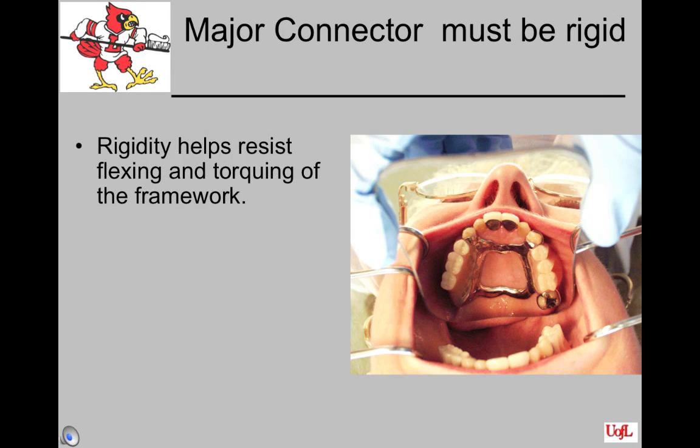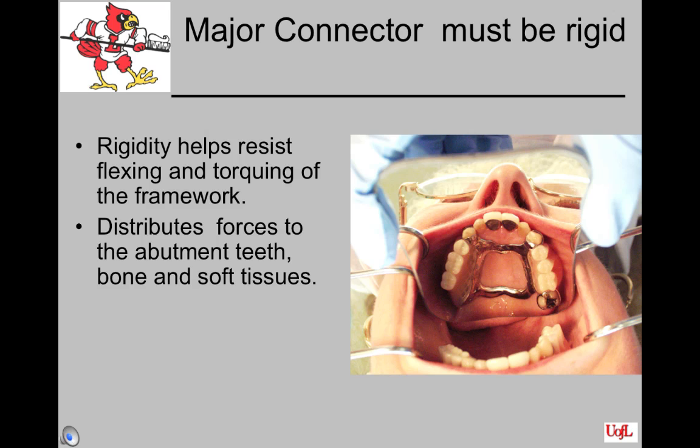The major connector must be rigid. Rigidity helps resist flexing and torquing of the framework. If it's not rigid, then forces would be transmitted to the abutment teeth and soft tissues. This in turn would cause destruction of the natural tissues. The major connector distributes forces to the abutment teeth, the bone, and the soft tissue.